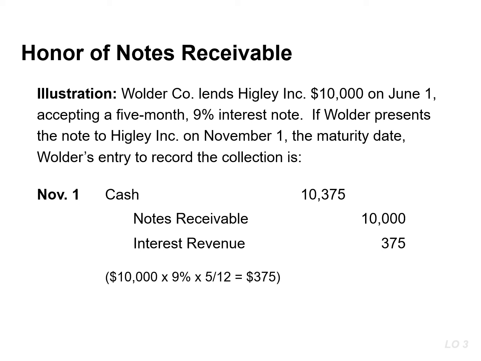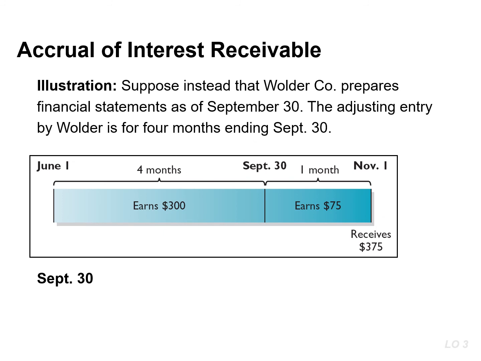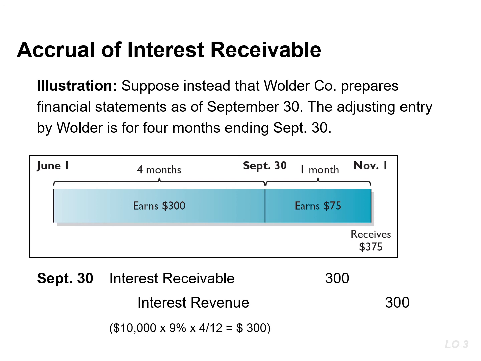And as you can see, the interest is calculated by taking that principal or face value of $10,000, multiplying that by the annual interest rate of 9%, and prorating that for the 5 months that it is outstanding. Let's assume that Wolder Company prepares financial statements as of September 30th. We would need to record 4/12 of interest on September 30th. So the entry would be a debit to interest receivable for $300 and a credit to interest revenue for $300.